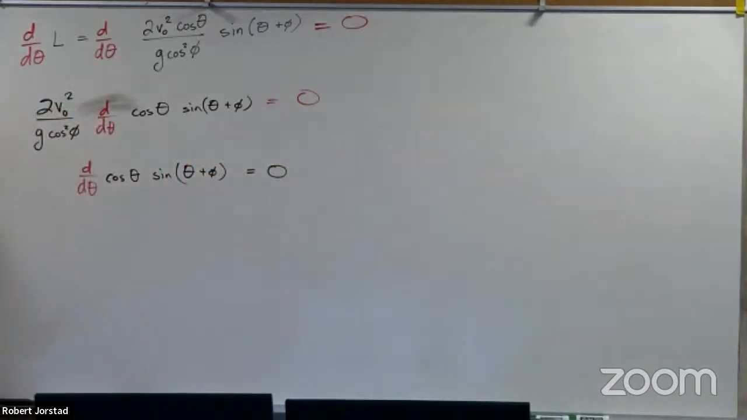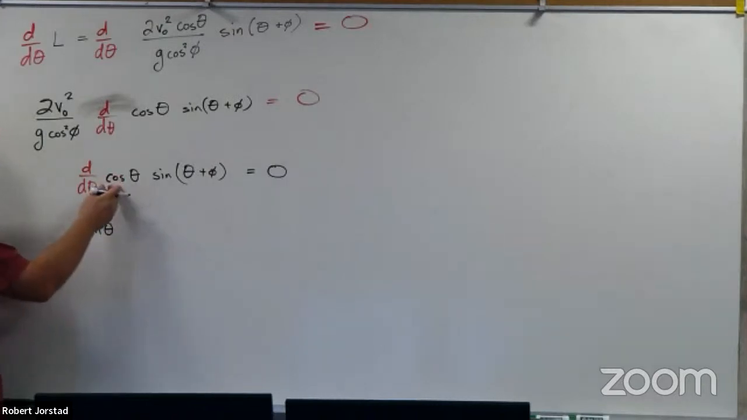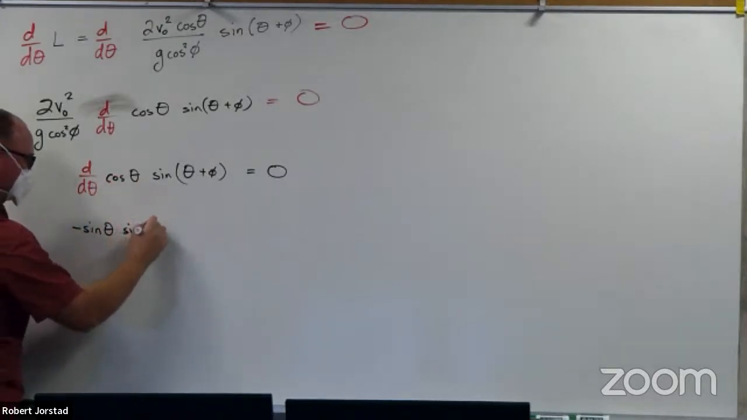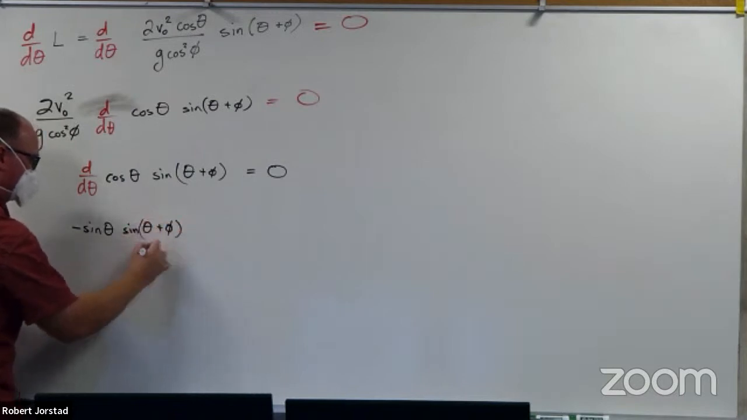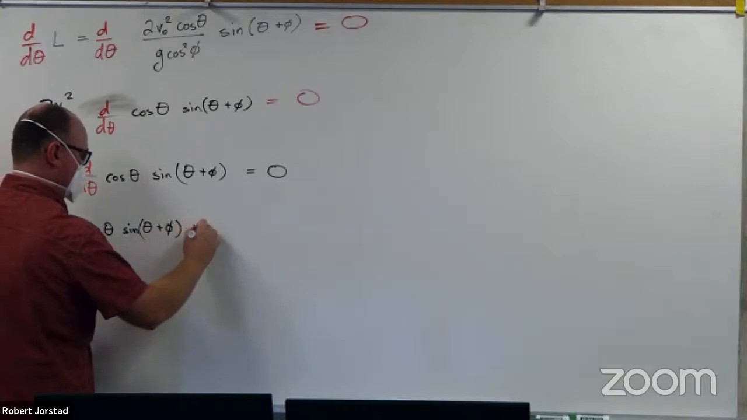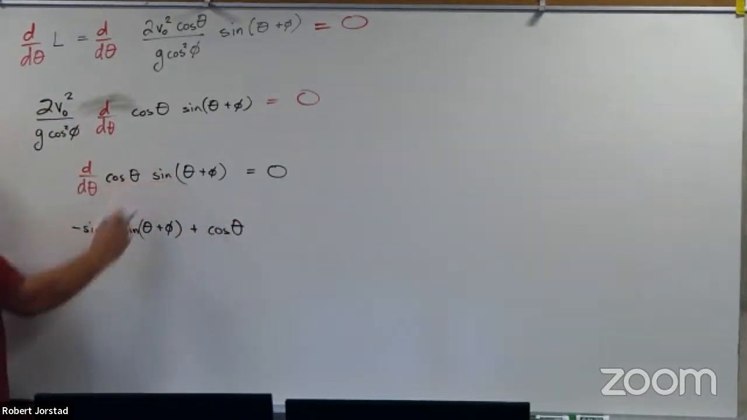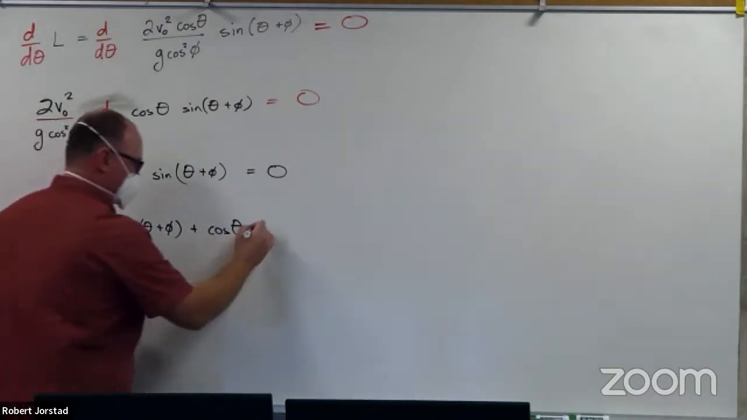All right. What's the derivative of cosine? Negative sine. So I take the derivative of the first times the second. Right? And then what am I going to do here? I'm going to add cosine theta times the derivative of the second. What do I get when I do that? What's the derivative of this? Cosine of... Positive cosine. Good.